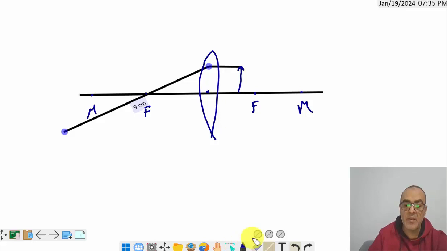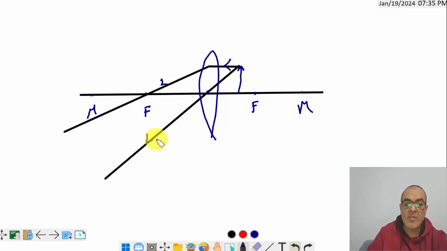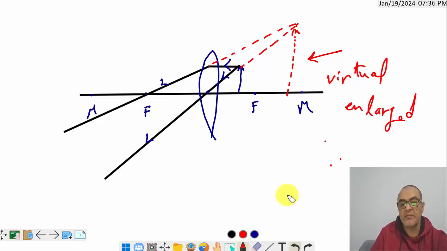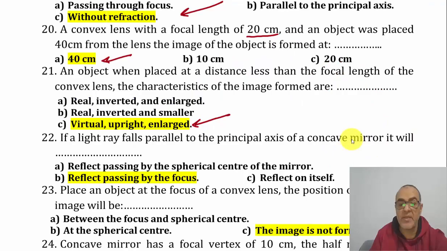So the first ray falls parallel to the principal axis, and refracts passing through the focus. The second ray passes through the optical center, so it doesn't refract. These rays don't intersect, but their extensions intersect here. So the image is virtual, enlarged, and upright. This is the case when the body is at less than the focal length.